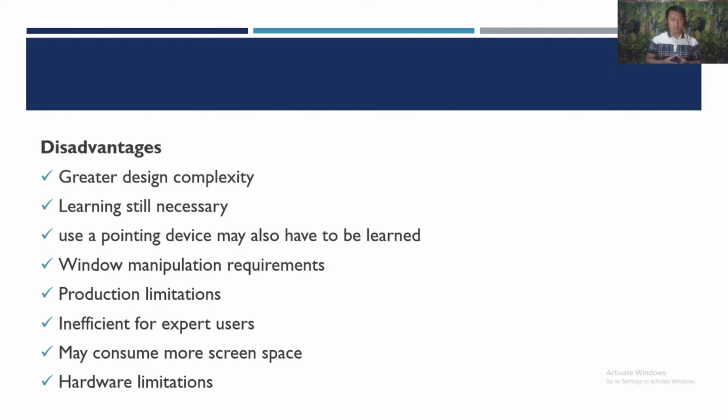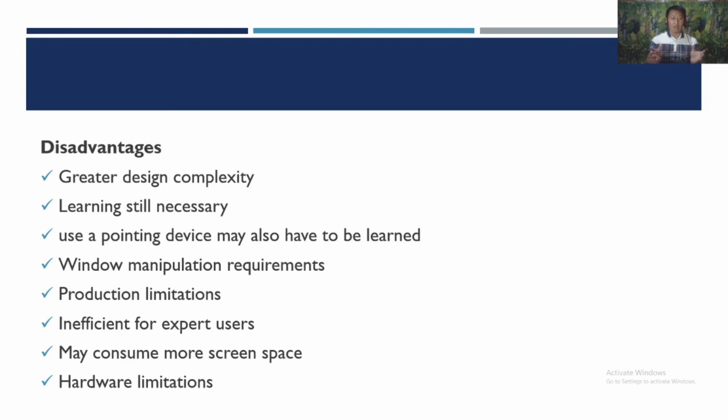Next, use of printing device may also have to be learned. Alright, of course. Okay, by the use of mouse, how are they going to use the mouse, use the keyboard? Alright. Window manipulation requirements. Okay. Production limitation, inefficient for expert users. When we say inefficient for expert users, it's because the user already knows, especially those programmers or developers who are developing the system. It is sufficient for them to learn that specific system.